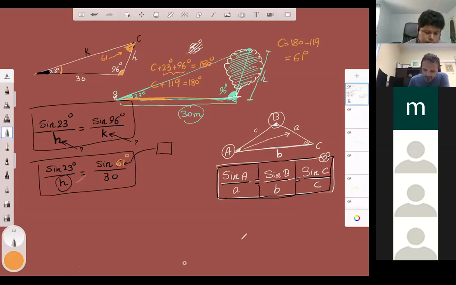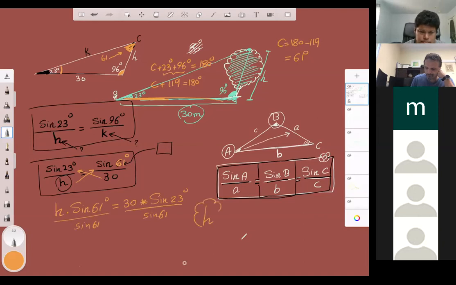Now we can say this times that equals the other two. We're going to say h multiplied by sine of 61 degrees equals 30 multiplied by sine of 23 degrees, divided by sine of 61, divided by sine of 61. H, the height of the tree, will be equal to 30 multiplied by sine of 23 over sine of 61. Most of the questions in exam or homework on this chapter will ask you to round it to 2 or 3 decimal places.